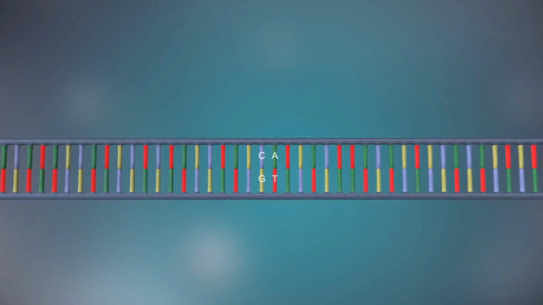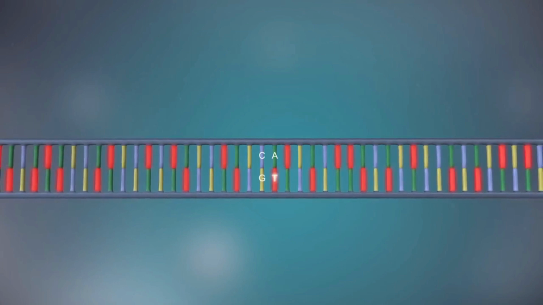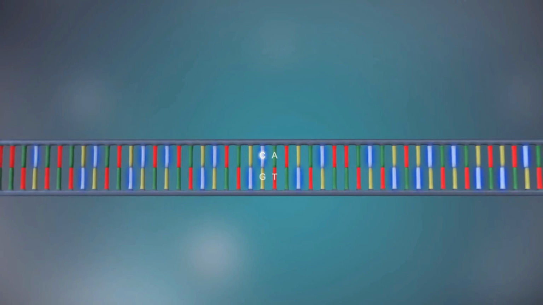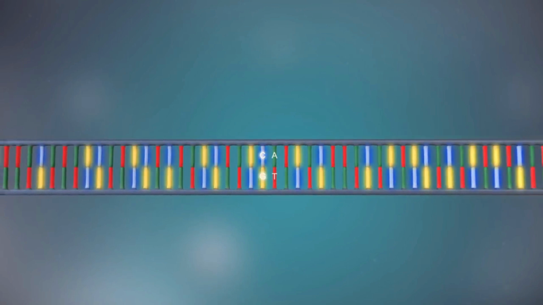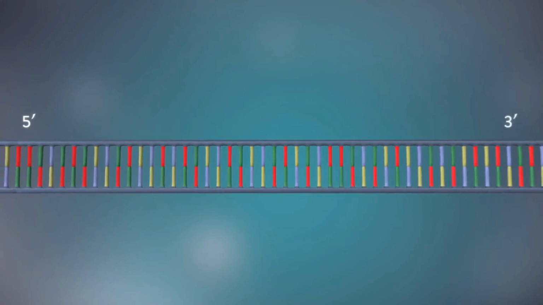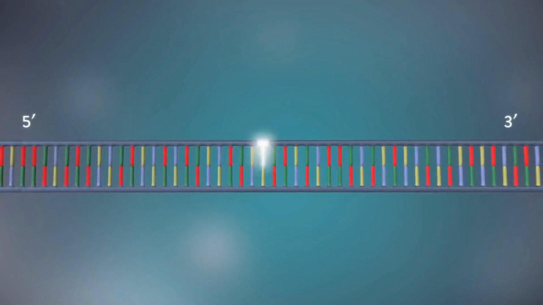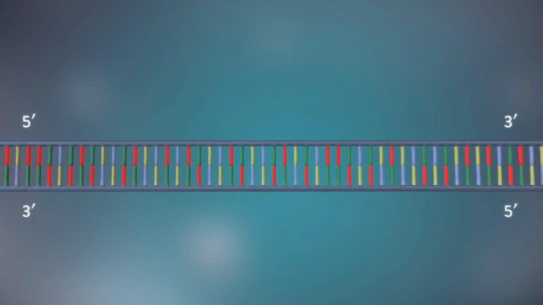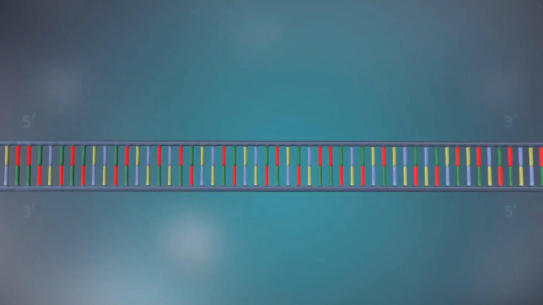This means that wherever there's a T in one strand, there will be an A in the opposite strand, and wherever there's a C, there will be a G in the other strand. Each strand has a 5' end and a 3' end. The two strands run in opposite directions. This determines how each strand of DNA is replicated.